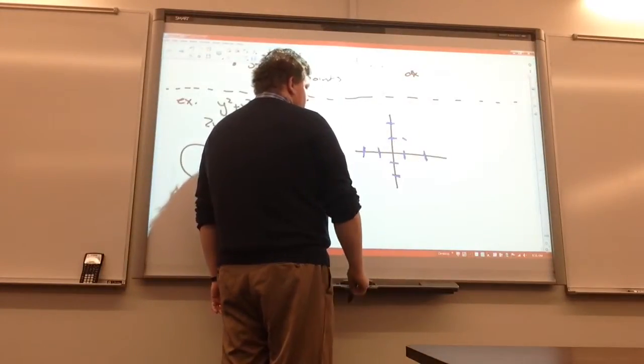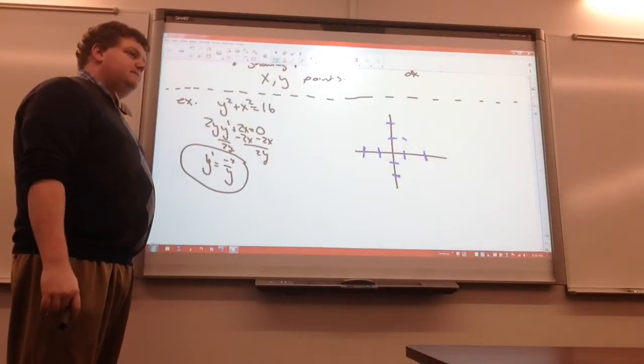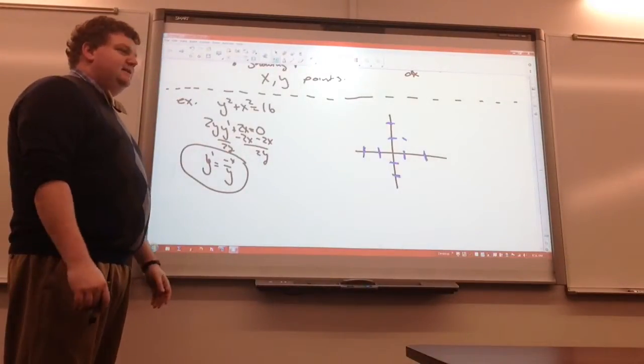I still don't understand why you change the angles. What do you mean? What does the slope of negative 1 look like? Oh.